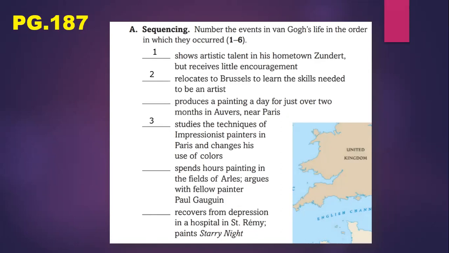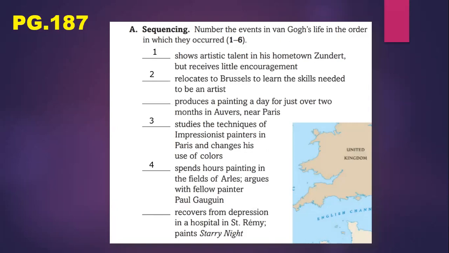Number 4. Who has number 4? Who can help me this time? Thank you, Abby. I didn't see it before, but you are right. It could be produces a painting a day for just near Paris, or spends hours painting in the fields of Arles, or recovers from depression in a hospital. Spends hours painting in the fields of Arles. Yes, Abby, that's right. Exactly, Melly, is that one. That's number 4, according to the chronological order, right? We are using today's skill.